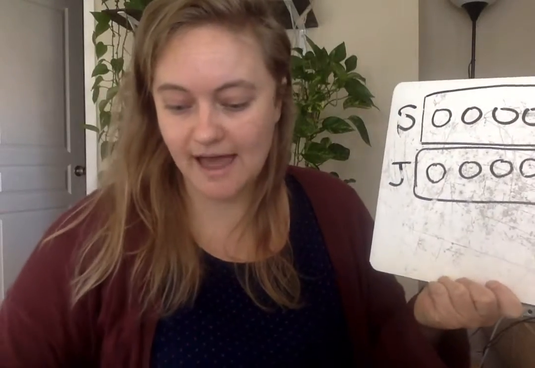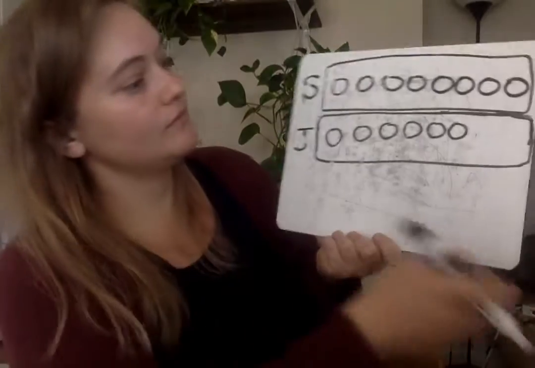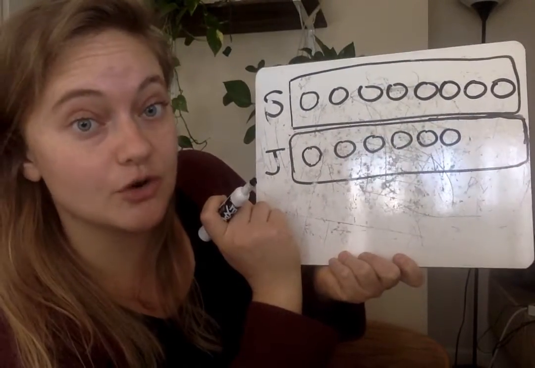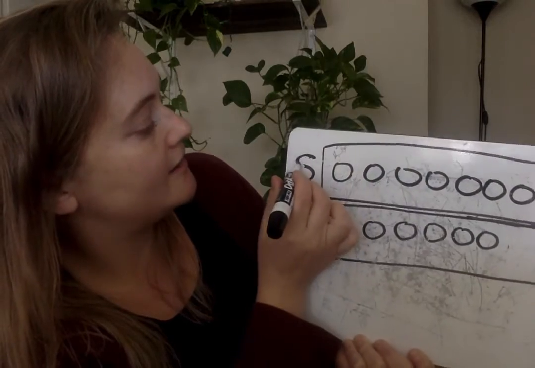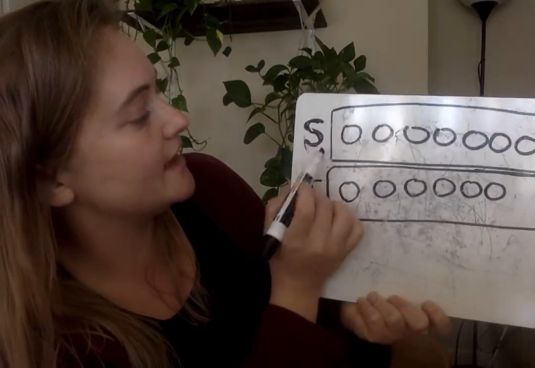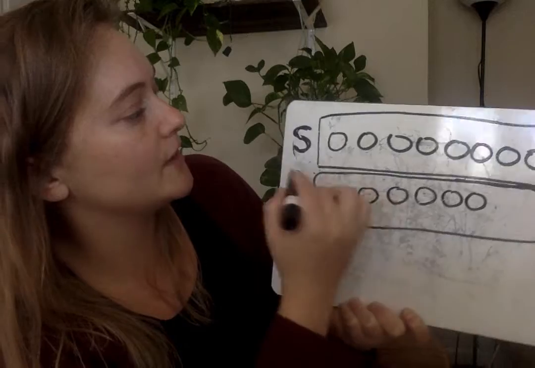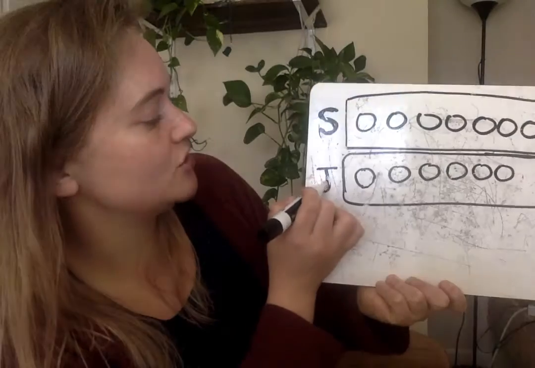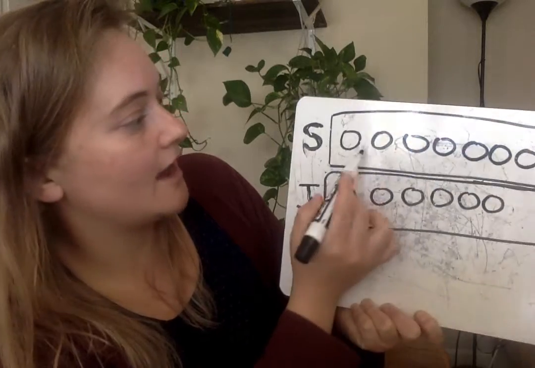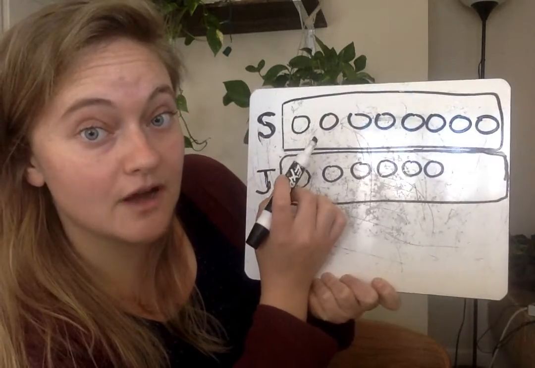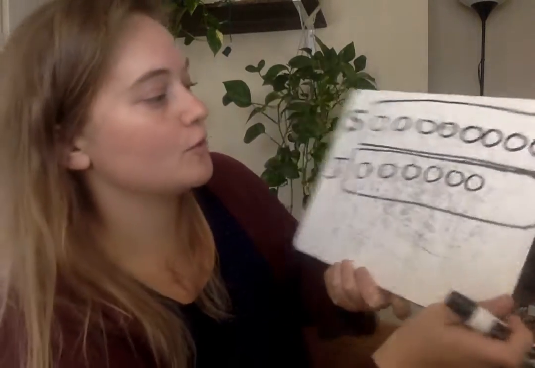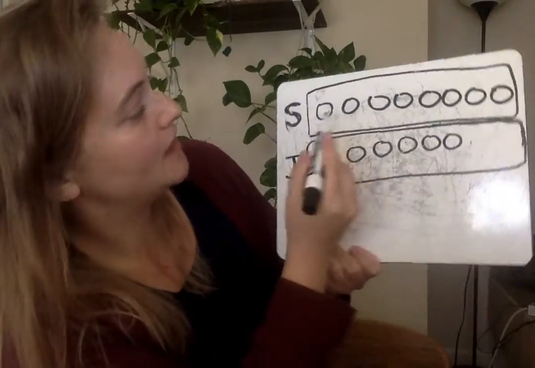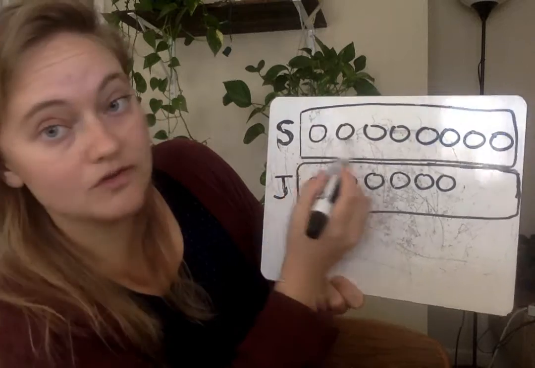Do you remember how last week we did our little dots for each donut, and we made a row that goes all the way across? We label them for Miss Shays and Miss Jocelyn, and I already went ahead and drew out the dots, but I'm going to count them with you. So remember, Miss Shays has 8 donuts. So here's what I did. I just drew 8 circles all the way across.